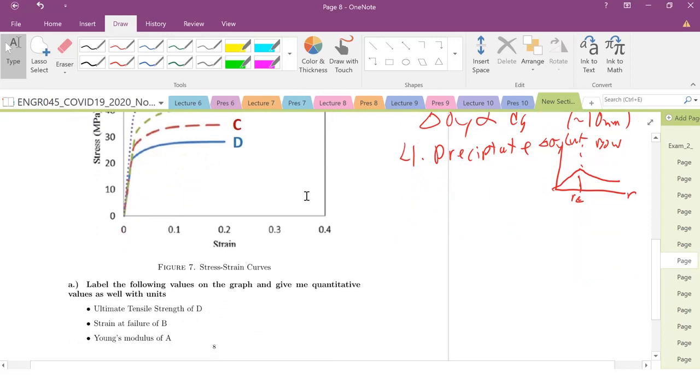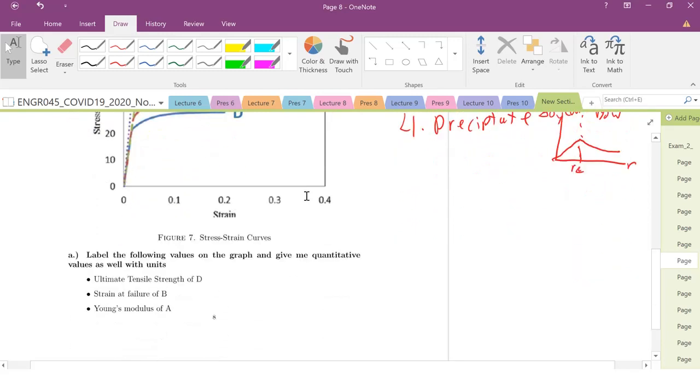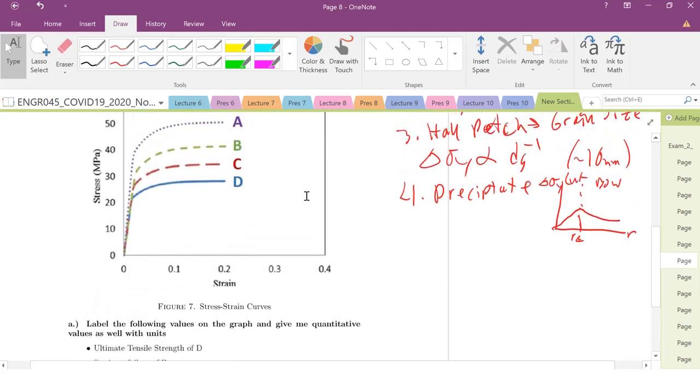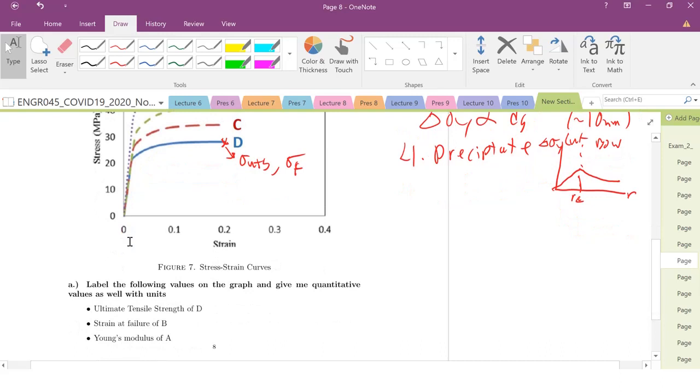Label the following values on the graph and give me quantitative values as well with units. It's first asking what is the ultimate tensile strength of D. The ultimate tensile strength of D is going to be about right here. So that is my sigma UTS. It is also my stress at fracture. Again, these materials are fracturing essentially at this point. So I'm going to say that the ultimate tensile strength of D is approximately 25 MPa. I won't be too harsh on that. Remember, it's about halfway there. 25, 26, 20, it doesn't really matter.